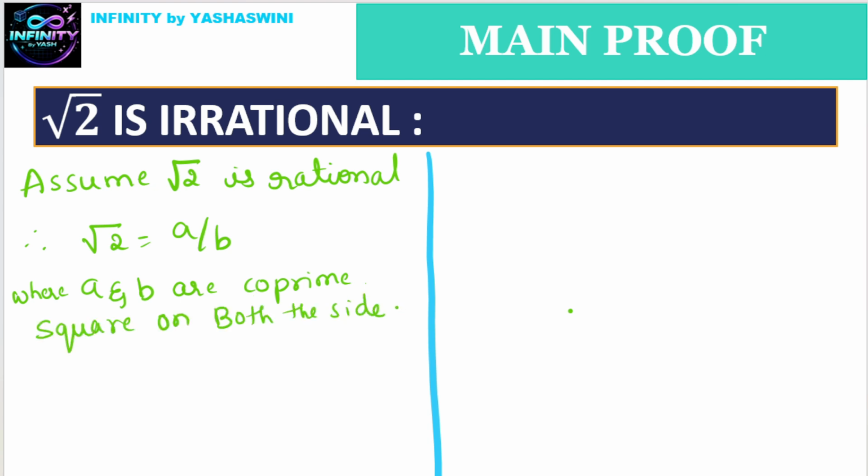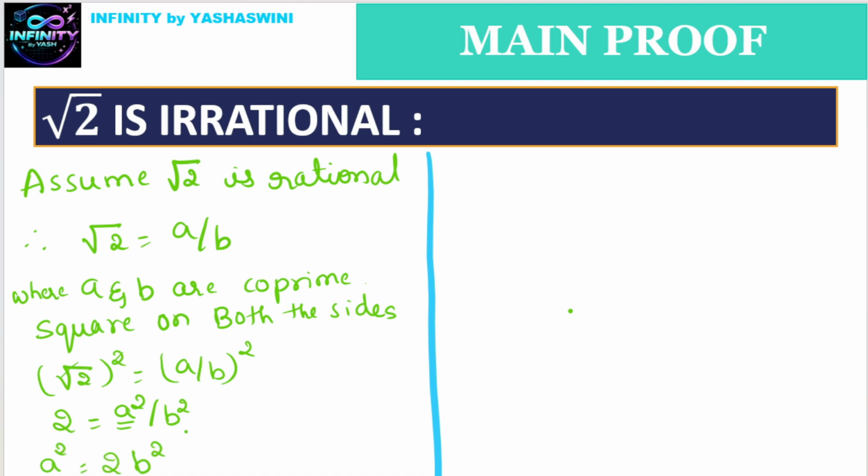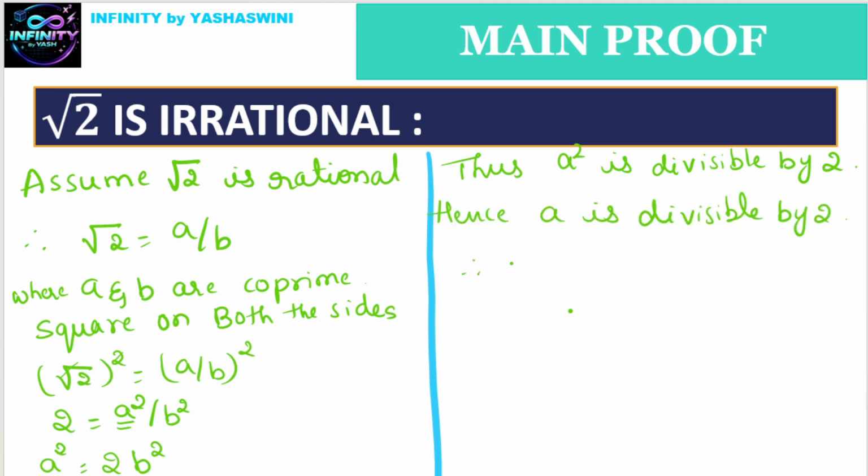In the next step, square on both sides, that is root 2 whole square is equal to a upon b whole square. Here root 2 and power 2 get cancelled. Therefore, 2 is equal to a square upon b square. Now, a square is equal to 2b square. Thus, a square is divisible by 2. Hence, a is divisible by 2. Therefore, a is equal to 2c.